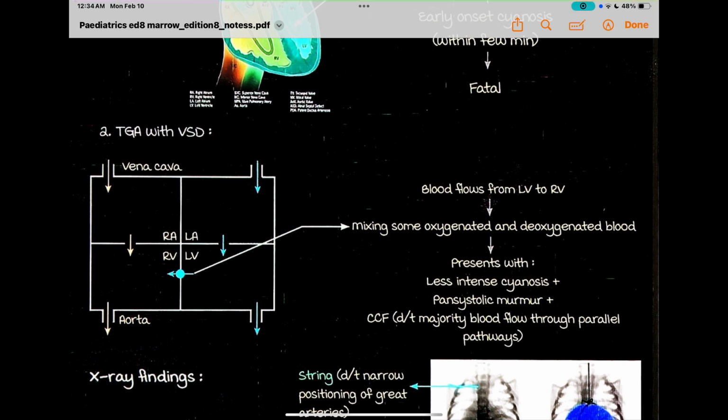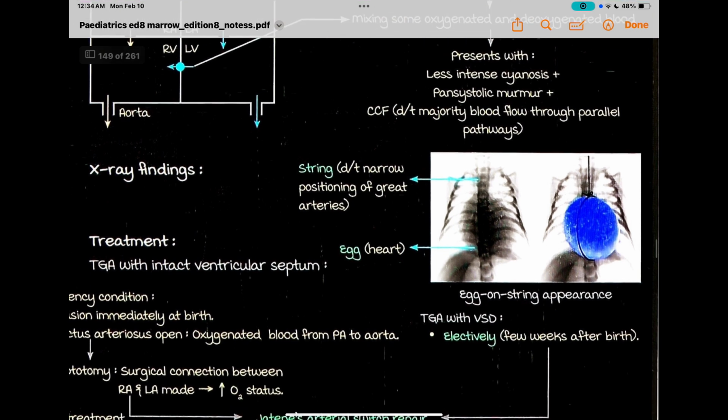Transposition of great arteries with ventricular septal defect. Blood flows from left ventricle to right ventricle, mixing some oxygenated and deoxygenated blood, presents with less intense cyanosis plus pansystolic murmur plus congestive cardiac failure due to majority of blood flow through parallel pathways. X-ray findings: string due to narrow positioning of great arteries. Egg-shaped heart, egg on string appearance of the heart.